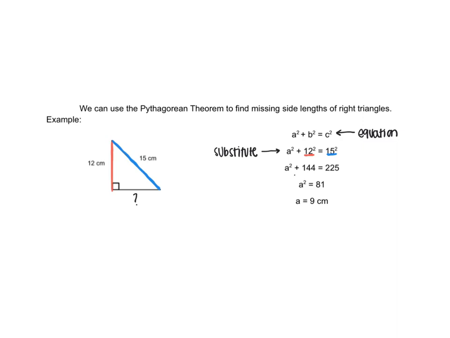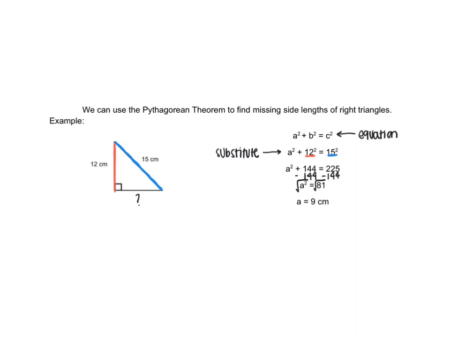We want to isolate our variable, so we're going to subtract 144 from both sides. And when we do that, we end up with a squared equals 81. But we don't want to know what a squared is, we want to know what a is. So we're going to take the square root of both sides, and when we do that, we're left with a equals 9 centimeters. So we were able to find our other leg's length.